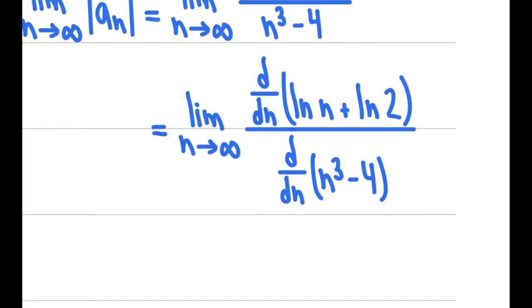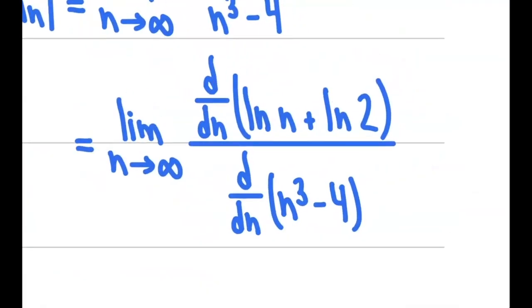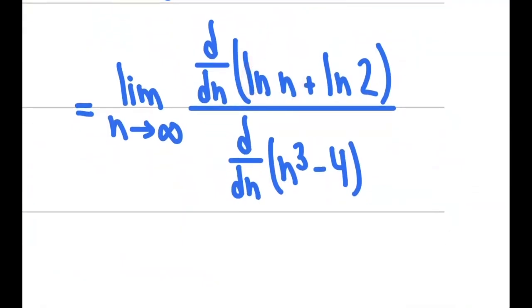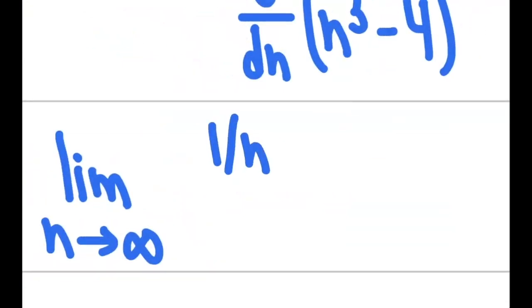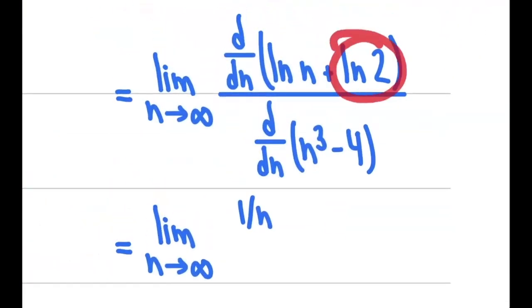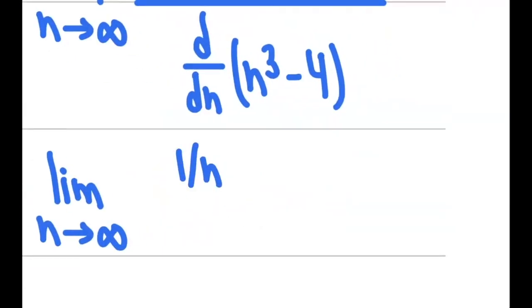So we can take the derivative term by term. What's the derivative of the natural log of n with respect to n? Yeah, 1 over n. What's the derivative of the natural log of 2? 0. Okay, very good, because natural log of 2 is a constant, so the derivative is 0. It's not 1/2. Okay, so that's it for the numerator. You just have 1 over n.